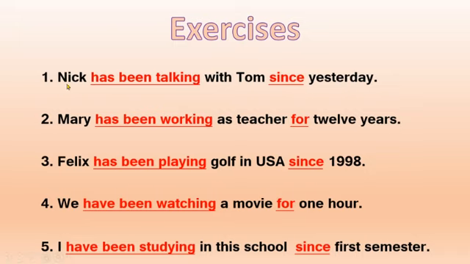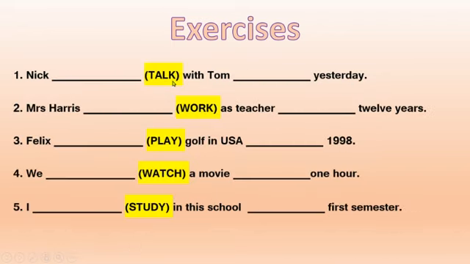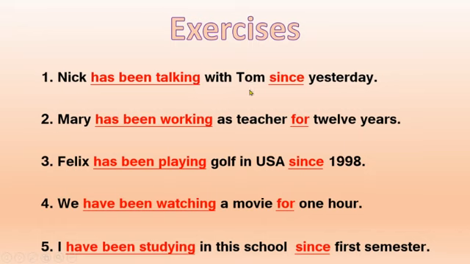Here we have, in the first one, Nick has. Why has? Because Nick is he. It's third person. He has been talking. You had the verb talk in ing, talking with Tom since yesterday. Yesterday is a moment. Okay, it's a date. It is not a period. Okay. He has been talking with Tom since yesterday.